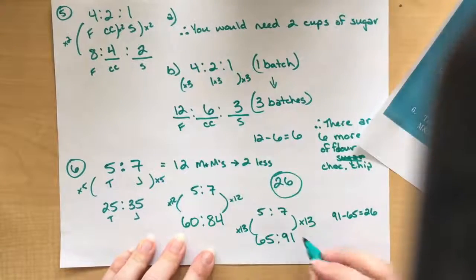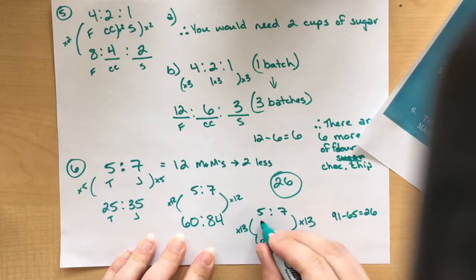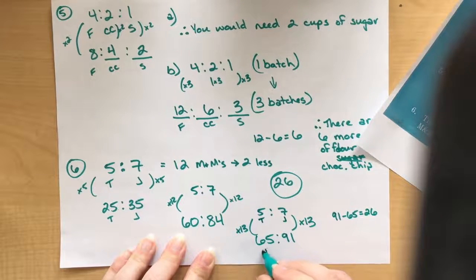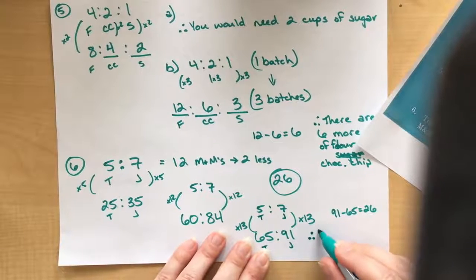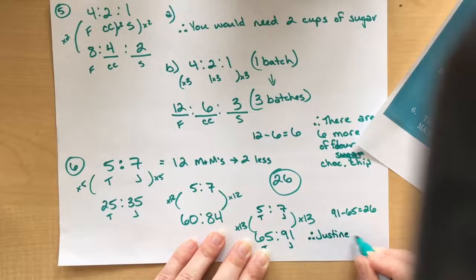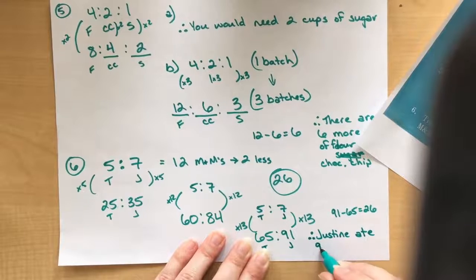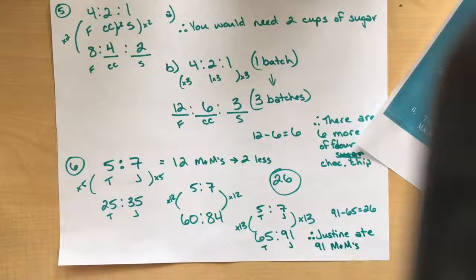So the question was asking, if Travis had 26 less M&Ms than Justine, how many would Justine have eaten? So if we go back to what these are originally labeled as, that's Travis, that's Justine, that's Travis, that's Justine, we can say, therefore, Justine ate 91 M&Ms. If there was a difference of 26, Justine would have eaten 91.